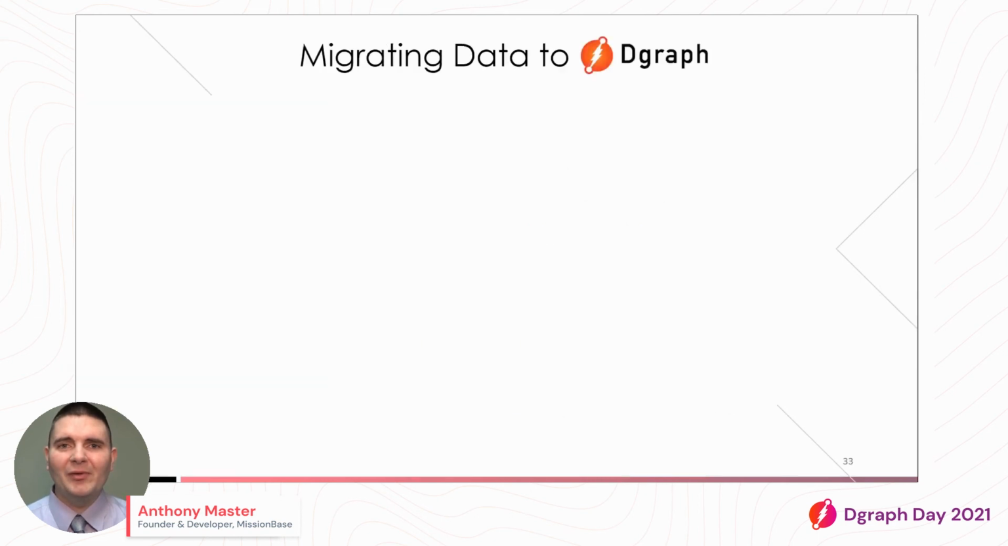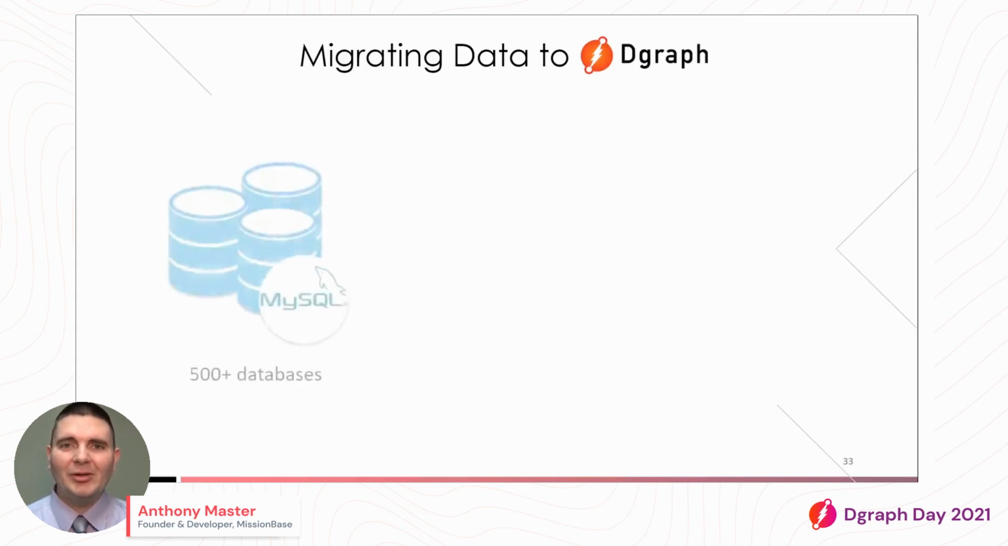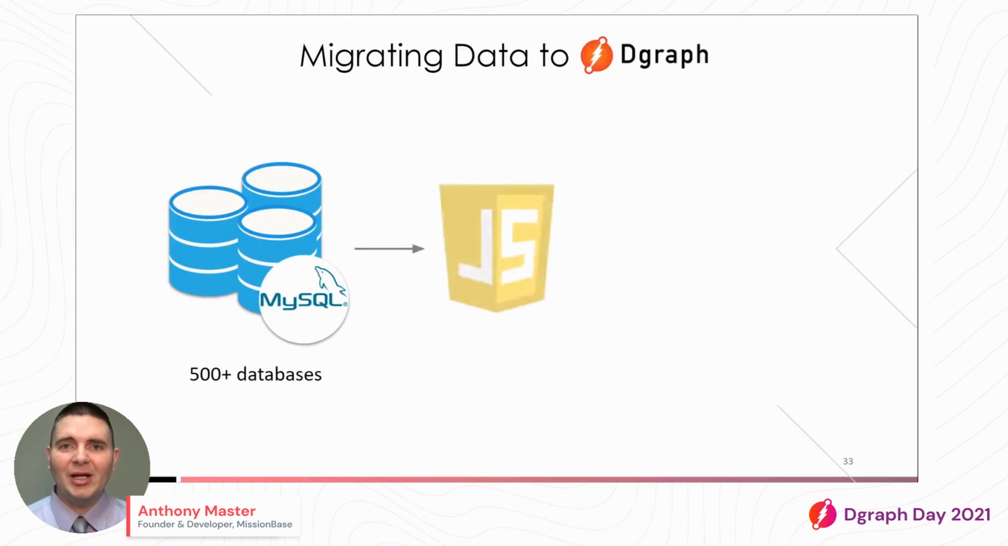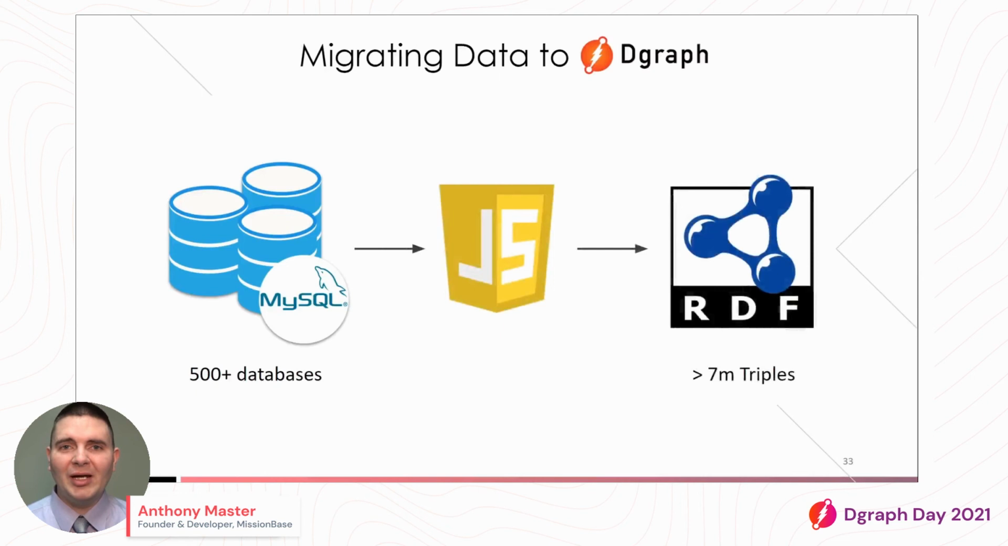So now that we had a fully functional GraphQL API to use, we could start building our application. We were only missing one part, our data. We needed to migrate our data from our 500 MySQL databases into Dgraph. This seemed like a big undertaking. We found the initial data migration, though, to be easier than we originally imagined. We needed to write a script that could take our databases and combine them into a single RDF file. We found out that our data translated to around 7 million triples.